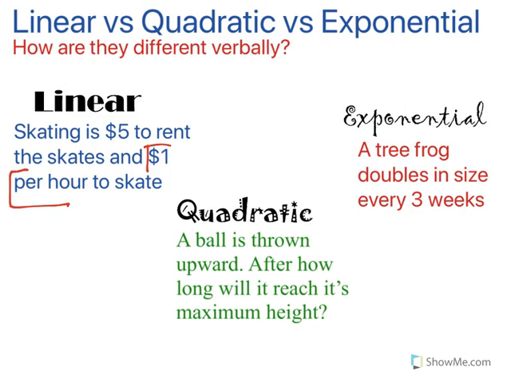For quadratic, we're looking for either vertical motion problems or problems dealing with area. So here we have a ball is thrown upward. So as we throw a ball upward and it comes back down, we get that U shape, that parabola, our vertical motion. So this would let me know that this is quadratic.